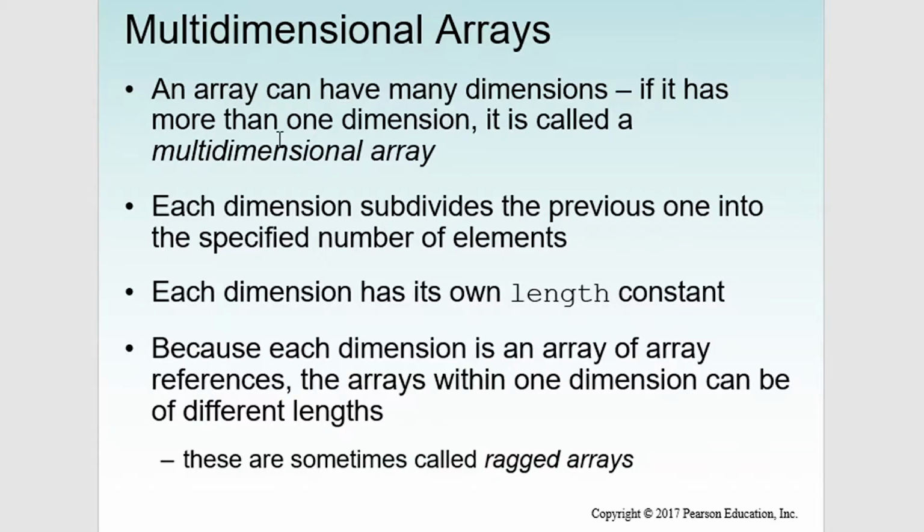An array can have many dimensions. If it has more than one dimension, it is called a multi-dimensional array. Each dimension subdivides the previous one into a specified number of elements. Each dimension has its own length constant. Because each dimension is an array of array references, the arrays in one dimension can be of different lengths. These are sometimes called ragged arrays.